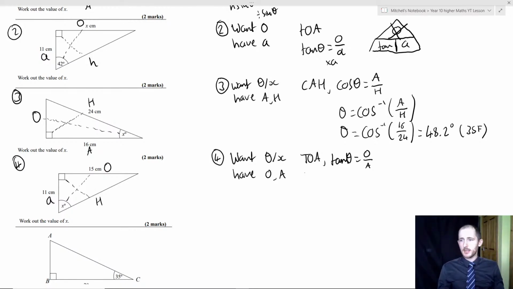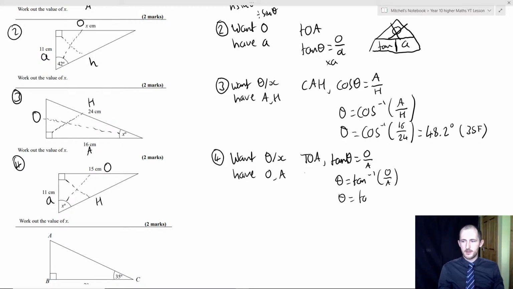So, looking at the first part, when we had cos theta and we wanted an angle, we put cos to the minus 1. When we have tan theta and we want an angle, we do tan to the minus 1. Exact same thing.